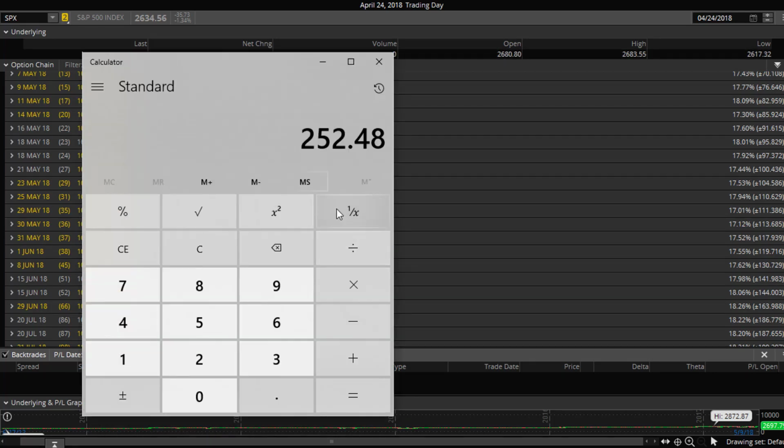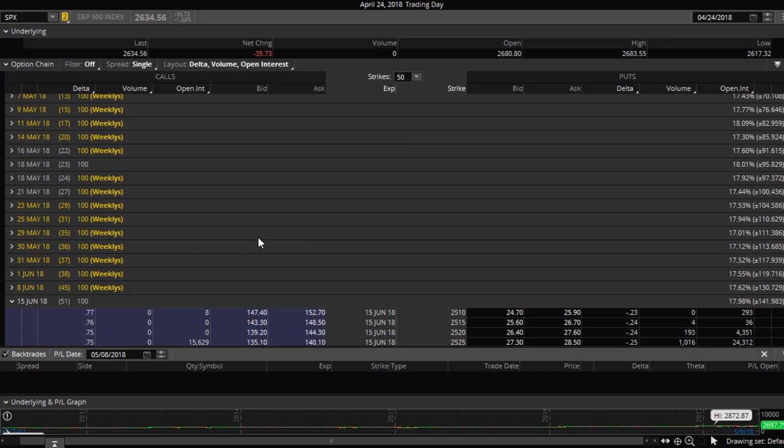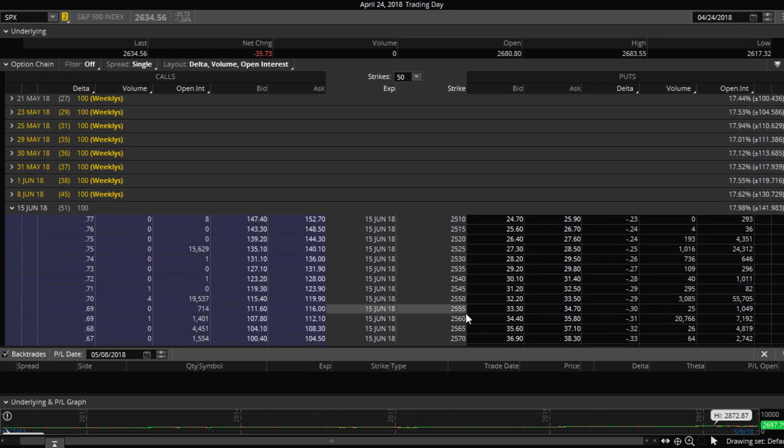So let's put the calculator back up and we'll clear this. We're going to do 26.34 times 0.96 because that's where we want to sell our put credit spread. That puts us at 25.28. So we're going to be looking for either the 25.25 strike or the 25.30. So let's just go to the monthlies here and we'll do 25.30.